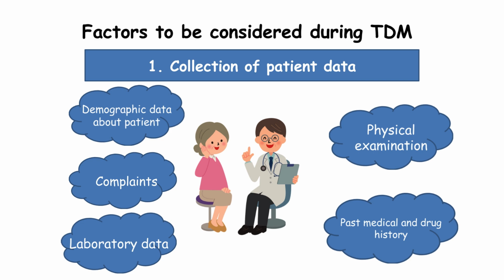So the very first step is collection of patient data. To monitor therapy effectively, one must have an adequate database of patient information. The database is central to the monitoring process and consists of factors such as demographic data about the patient, chief complaints, past medical and drug history, history of present illness, physical examination, social history, and laboratory data.